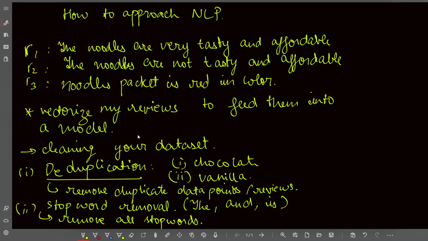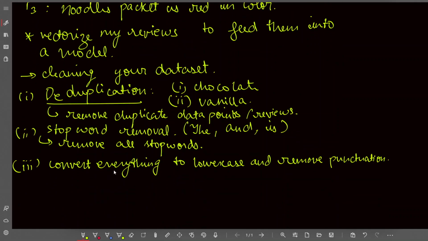Now, why do you convert everything to lowercase? It is because we want consistent data throughout our entire data set. We don't want some words that are uppercase and some that are lowercase. We want everything consistent throughout a data set so the model can learn and understand the characteristics of a data set better. So this is the third step, convert everything to lowercase and remove punctuation, right? This is what you do.